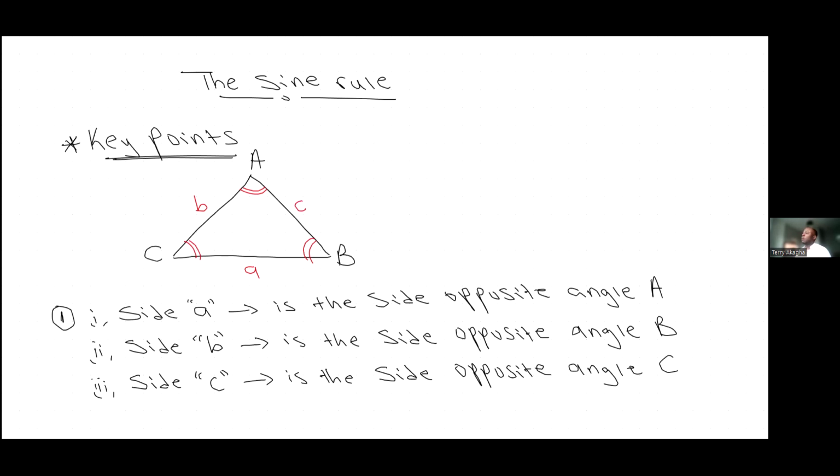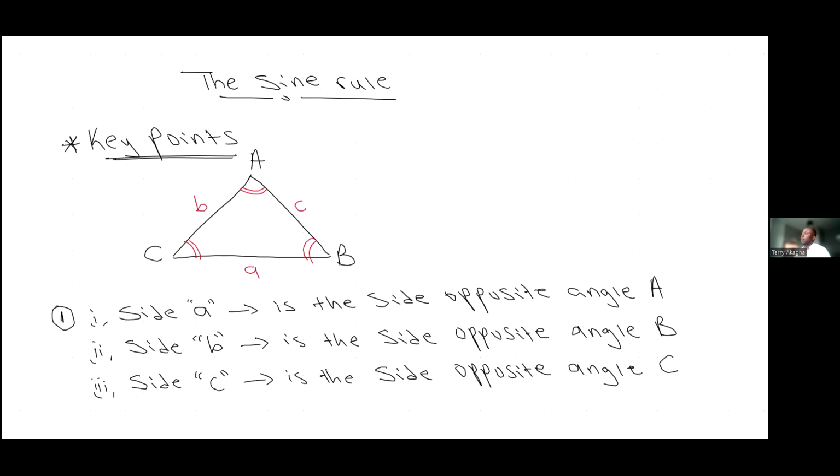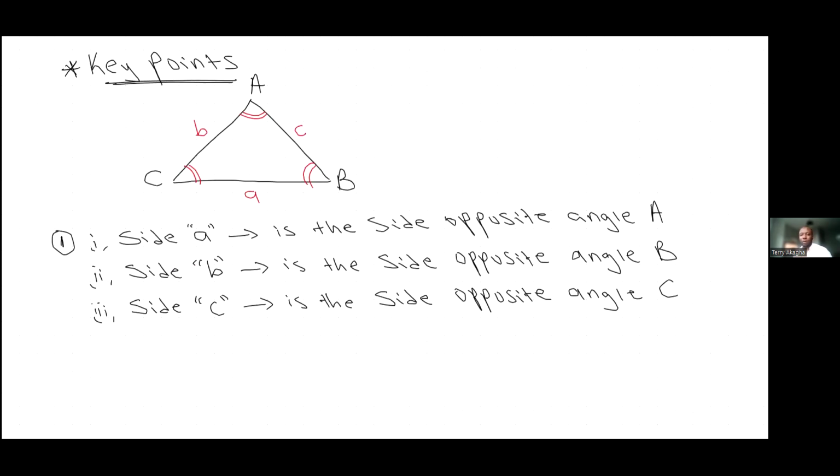Now we've done that. The next part is how do we use the sine rule? There are two things that have to be satisfied before you use it. The first is that the triangle must have two known angles and a side. Or you can have two known sides and a known non-included angle. Basically, you need to know one side and its opposite angle plus one more side or angle.